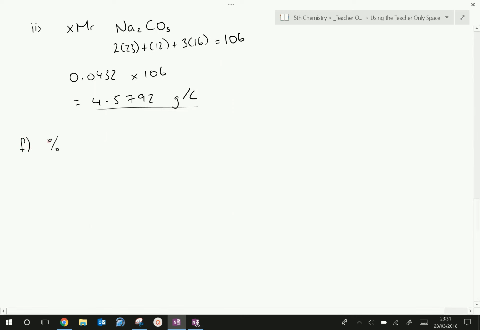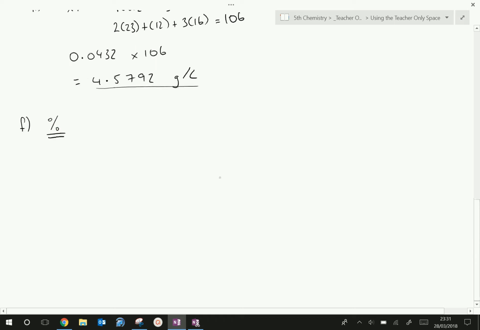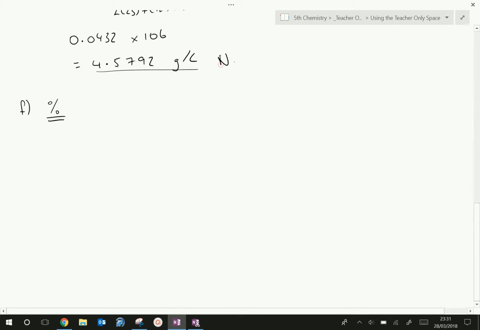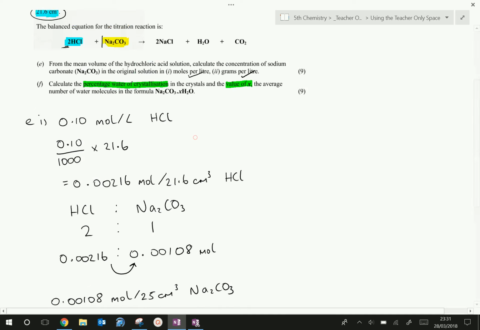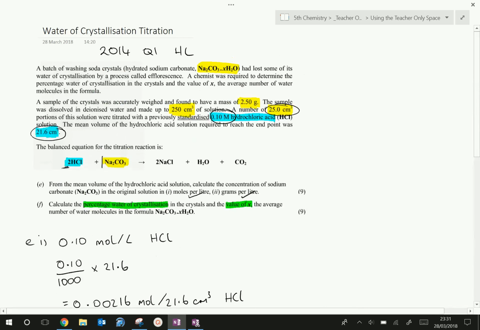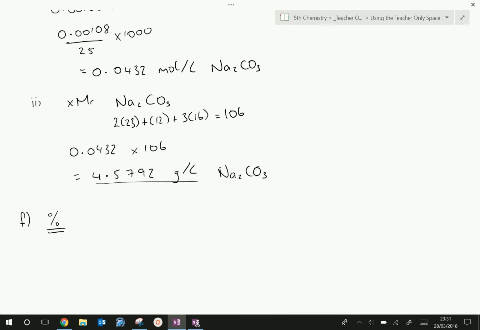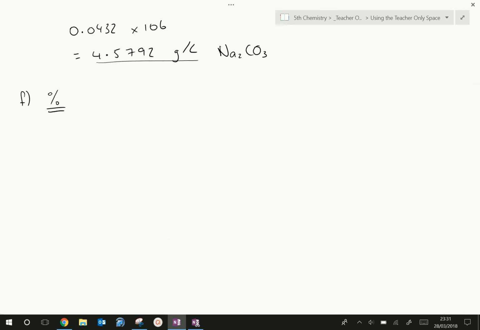For the percentage, I know I have 4.5792 grams in a litre, and that's grams of sodium carbonate in a litre of my solution. But up above, in the question, we see that we never made a litre of solution, we only ever made 250 mils. So I'm going to find how many grams of sodium carbonate are in 250 mils.